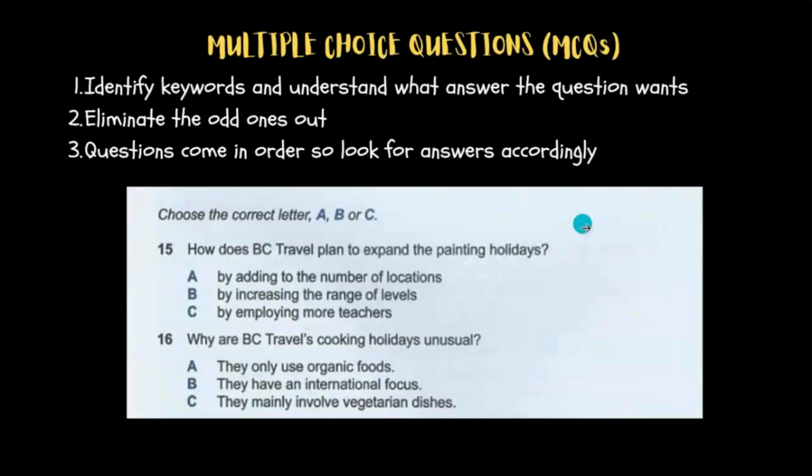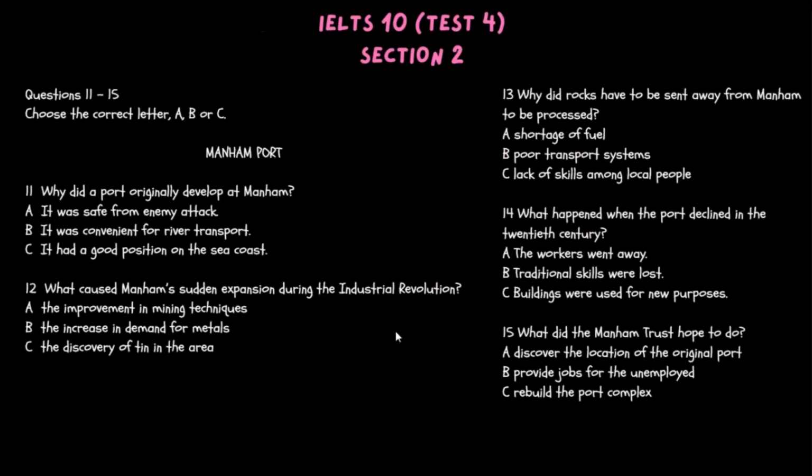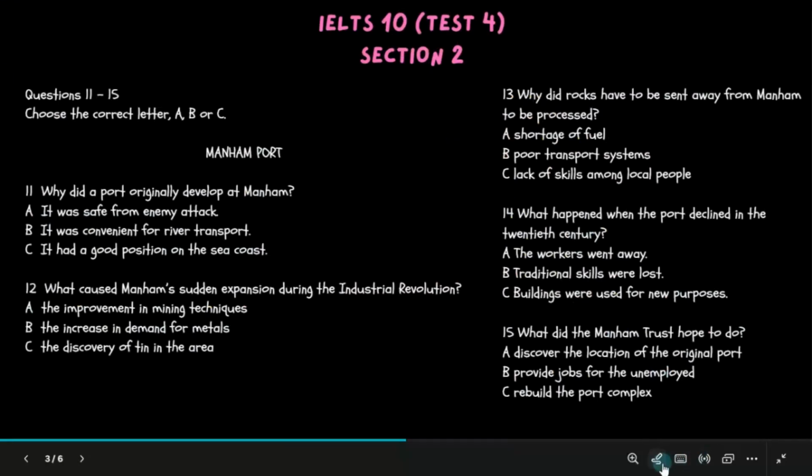So, long story short, you first have to understand and read the questions. If necessary, you can write in brackets what the question wants and understand the options as well. The next part would be an MCQ of section 2 of IELTS 10, test 4. I will show you how I solve it, and I think it will help you to solve it as well.